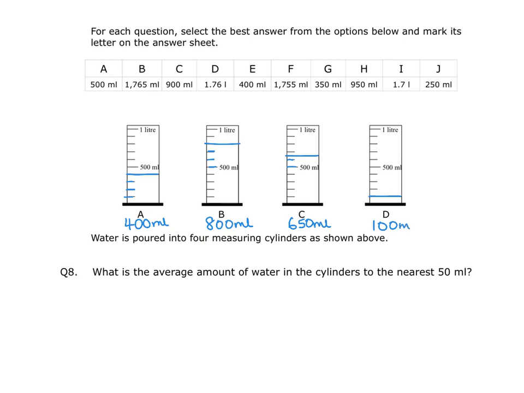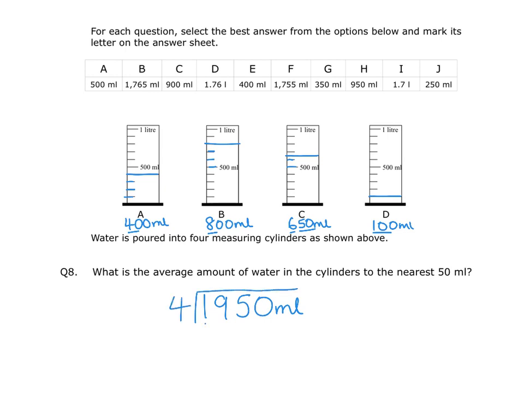So to find the average of that, we would add all those together, and if we add 800 and 400, we get 1,200. Another 600 would be 1,800. Another 100 would be 1,900, and then our 50, we would have 1,950 millilitres altogether. And to find the average in each cylinder, I'm going to divide that 1,950 by 4.